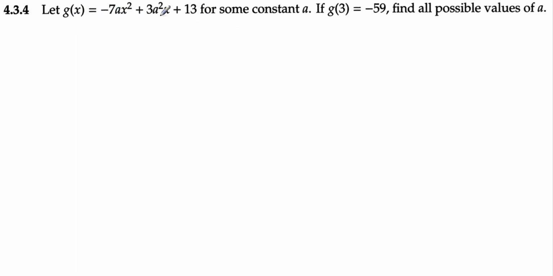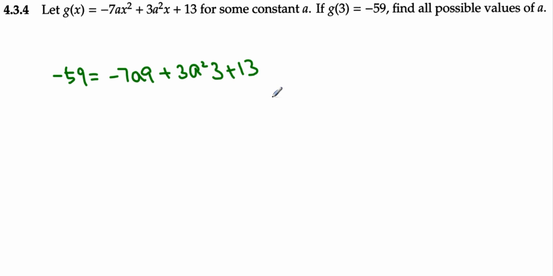g of x is given in this manner. For some constant a, g of 3 is equal to negative 59. Find all possible values of a. So what we're going to do is just plug in first. So negative 59 must be equal to negative 7 times a times 3 goes in place of x. We get 9 plus 3a, squared, times 3, plus 13.